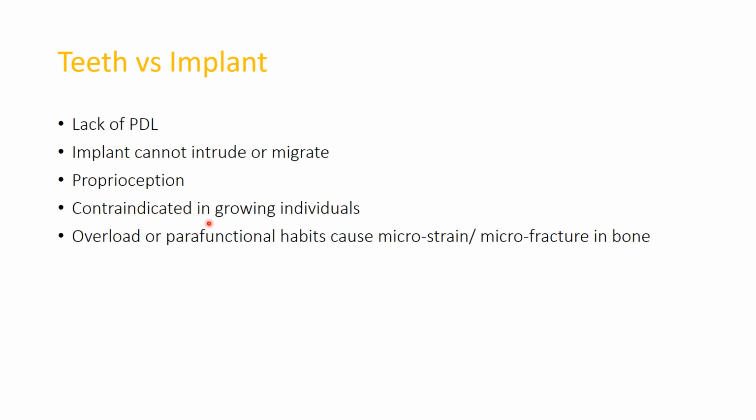Implants are contraindicated in growing individuals because the growth and development of the osseous structure is still not complete, and overloading or malfunctional habits can cause microstrain and microfracture of the implant or the bone itself.